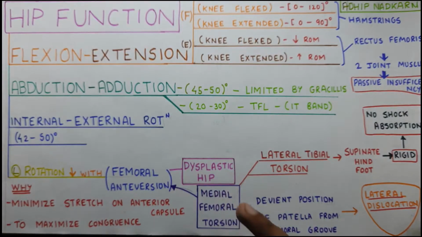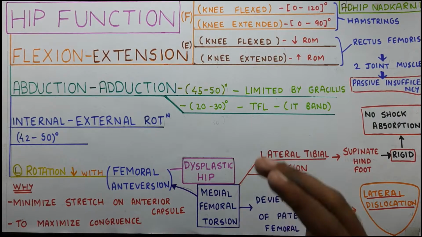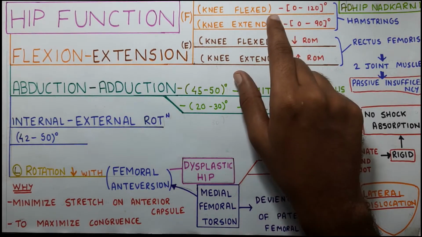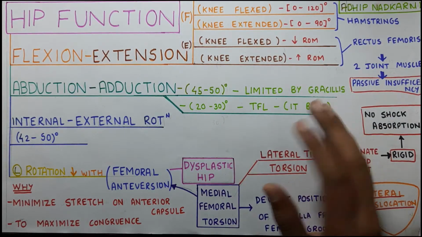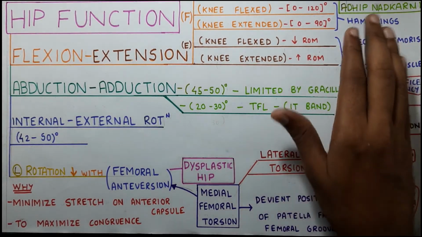I highly suggest you guys try this on yourself. Take your knee into flexion and then try doing a hip flexion, and then just compare it with the knee extended position. You'll see the difference. You'll feel the stretch at the hamstring.